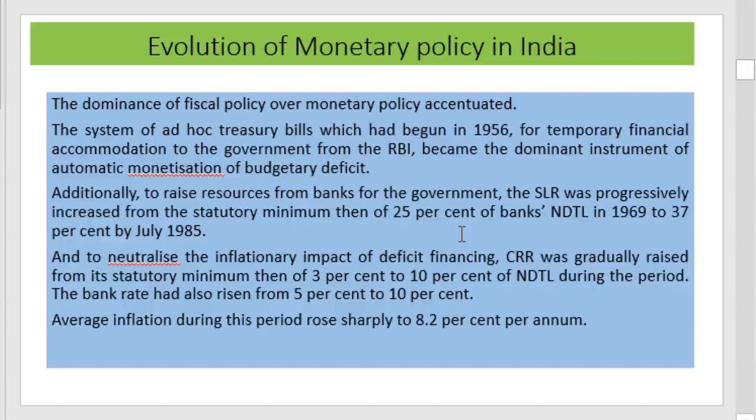In earlier years, we have seen that bank rate and CRR were raised at a minimal rate, but after 1980, the CRR was raised from a statutory minimum of 3% to 10% of NDTL. The bank rate was also raised from 5% to 10%. And the average growth rate during this period was nearly 8.2% per annum. That is, during this credit planning period, SLR increased, CRR increased, and bank rate was also raised.